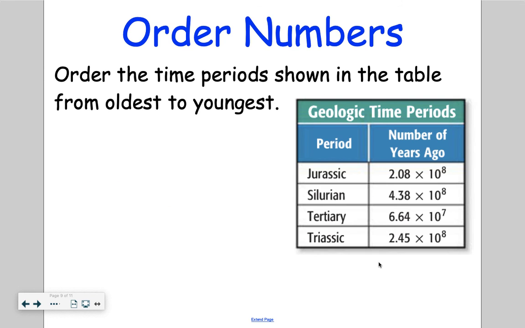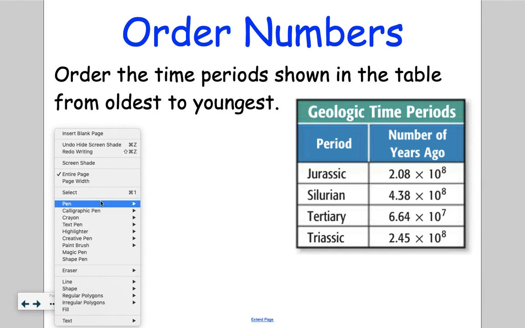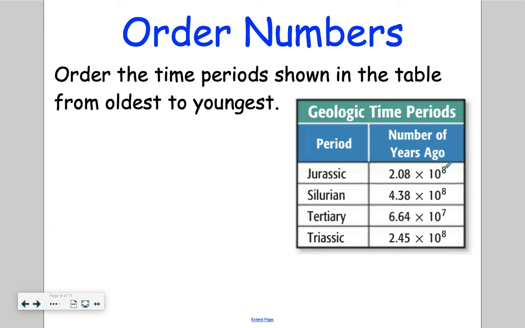The last thing we're going to look at is comparing and ordering numbers in scientific notation. Comparing is just when there's 2 of them. Ordering is when there is more than 2 of them. So our goal here is to order the time periods to show the table from oldest to youngest. So we want the biggest number to the smallest number. When you are doing this, your first thing that you should look at is the exponents. So I'm going to come over to my table and I'm looking at the exponents. I've got 8, 7, 8, 7, and 8. So obviously the 8s are bigger than the 7, so this 7 is going to be last.